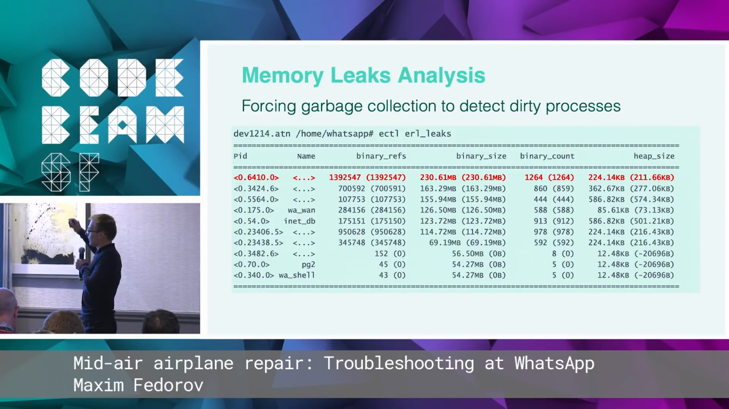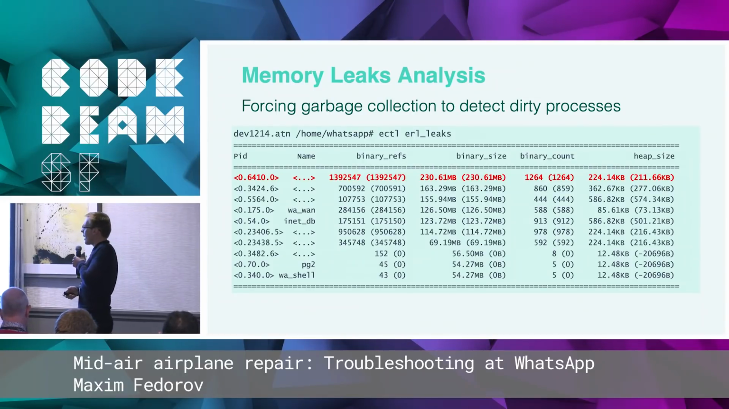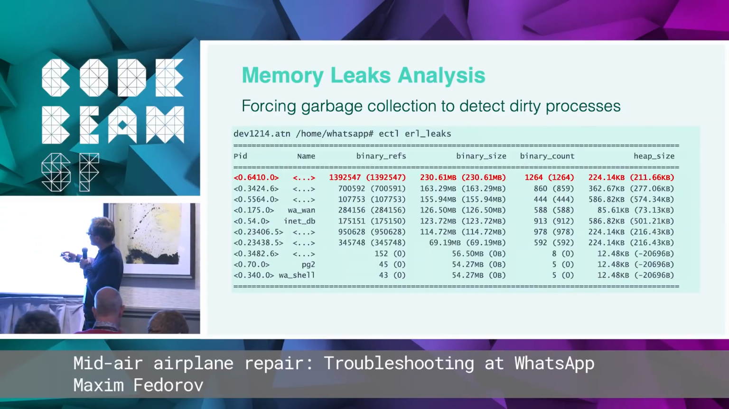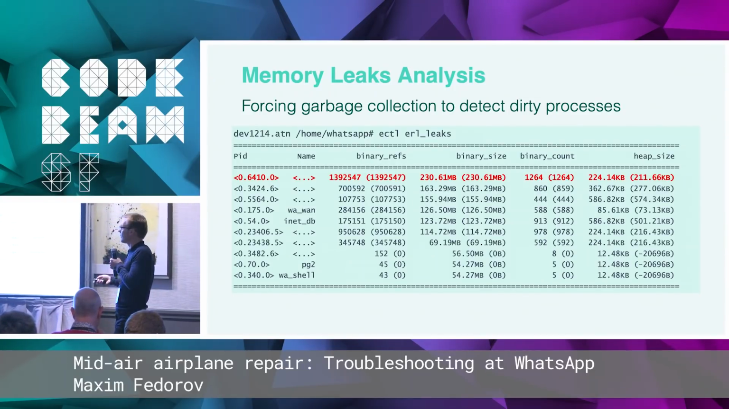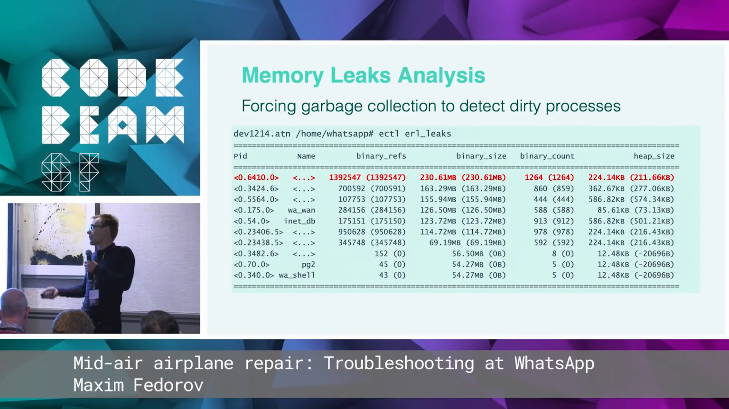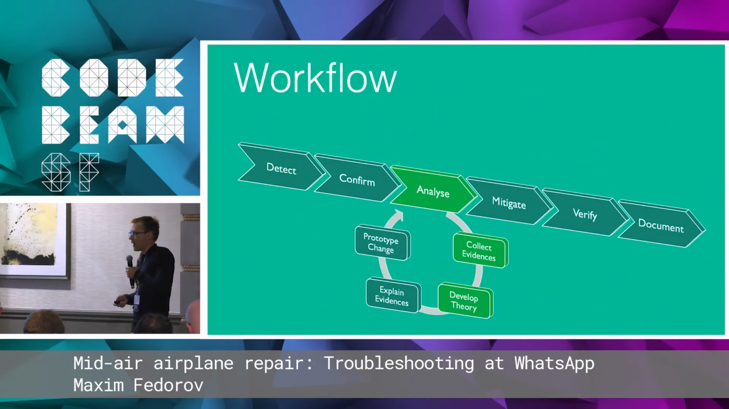So we just force garbage collection for every single process and then see what happens before and after that. And here we see that we collected more than 1 million references to some binary, and we just freed up more than 230 megabytes of RAM from a single process. I had to remove process names for legal reasons, but yeah, this is how it looks in general.